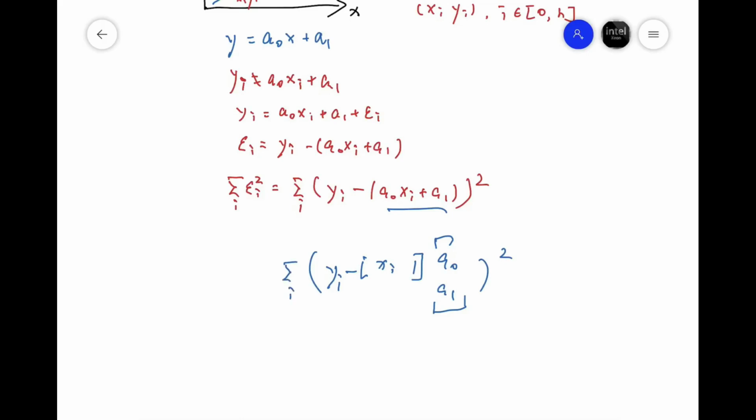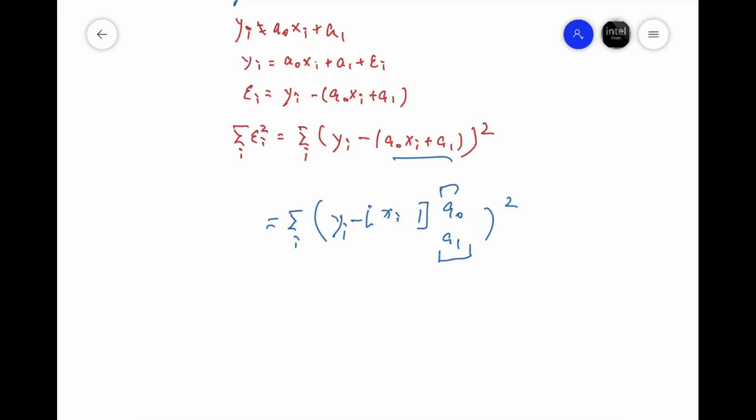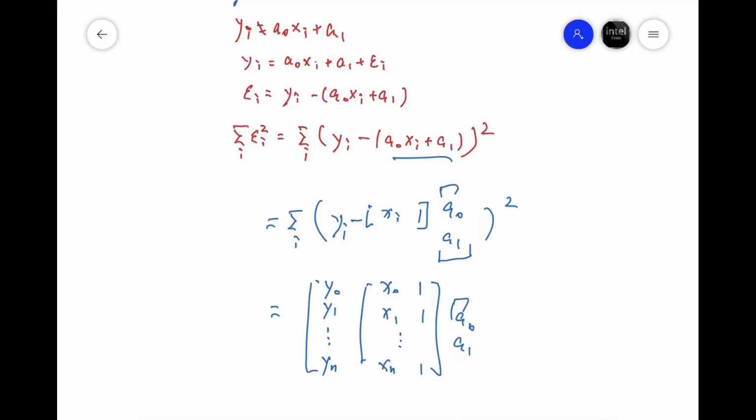So let's write it down. And what else can we do? We are summing over the i's. So what if we expand it simply? So this is x0, 1, x1, 1, up to xn, 1. And here nothing changes, still a0, a1. And here is y0, y1, till yn. And don't forget the square over here.